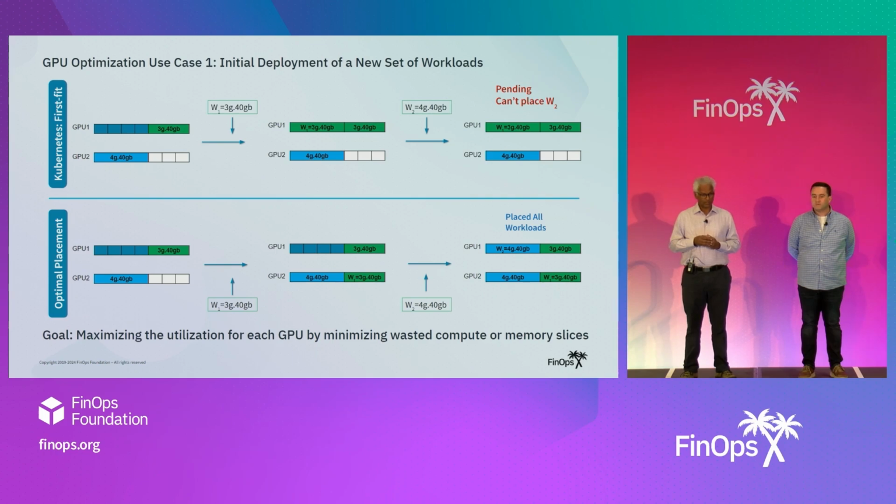Now, if you look at the bottom and look at a more sophisticated algorithm, it allocates things a little differently. Instead of placing the 3G, 40GB in the first fit, it's going to place it in the GPU 2. And that's going to allow, for example, when the next workload comes, to be able to place the 4G, 40GB in the GPU 2. So if you look at the bottom, you've placed all workloads, and you have fully utilized the GPU resources that you have, right? So that's one of the first use cases, initial deployment with new workloads.